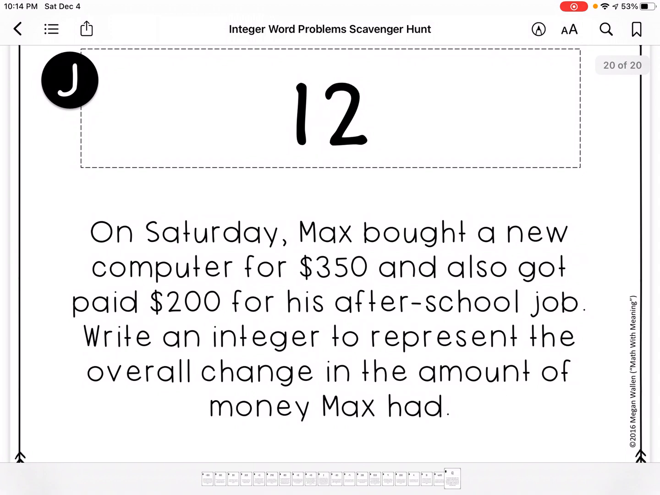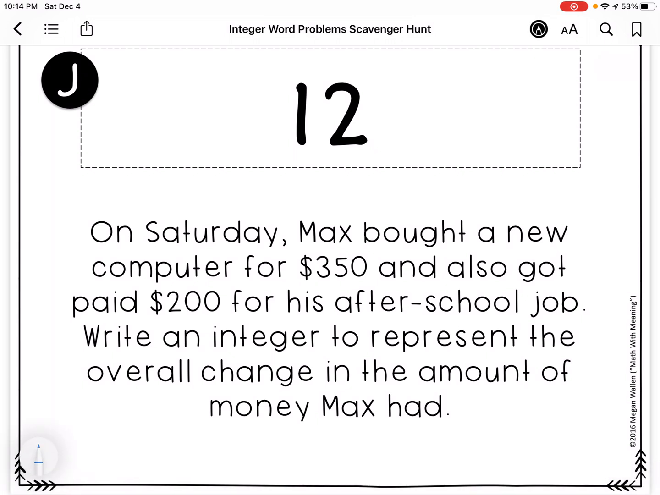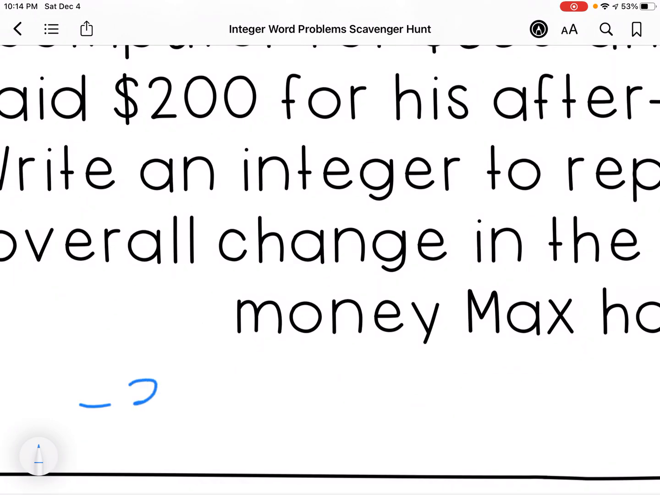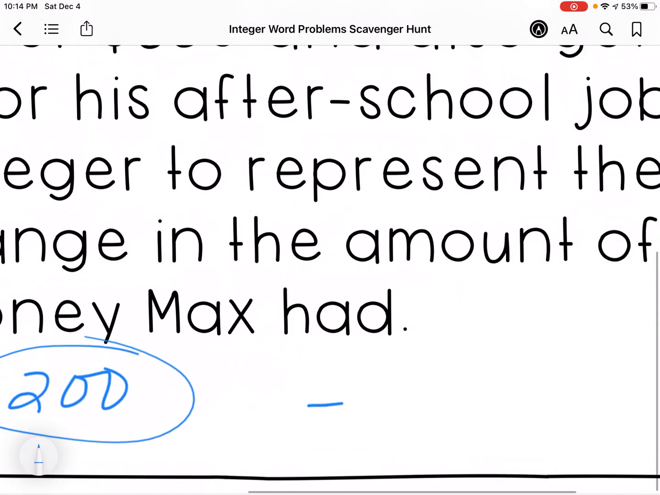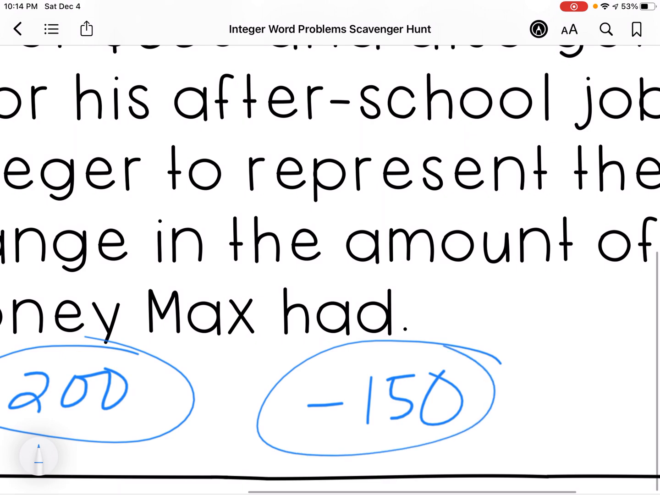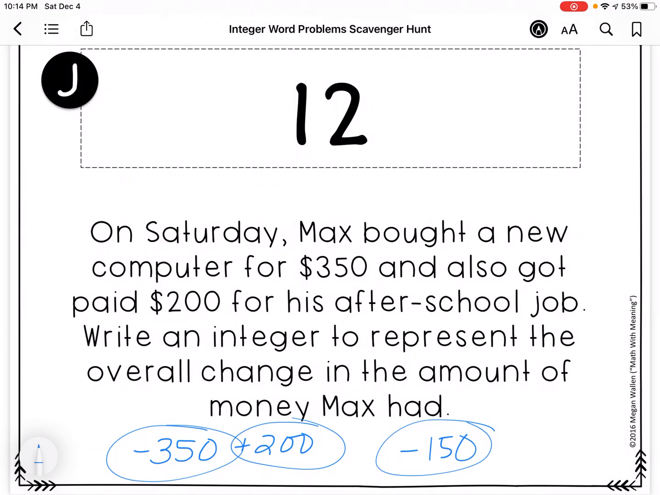On Saturday, Max got a new computer for $350. He also got paid $200 for his after-school job. Write an integer to represent the overall change in the amount of money Max had. So he bought a computer, and then he got paid. Signs are different, so I'm going to subtract, and I get negative 150 because the sign of the larger absolute value is negative.